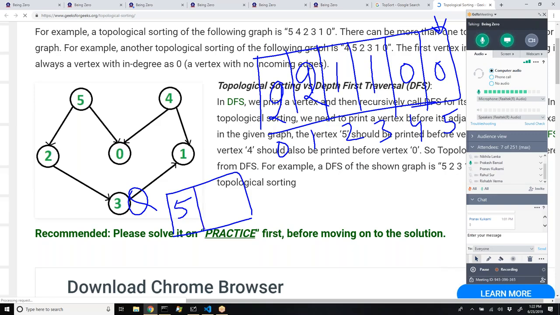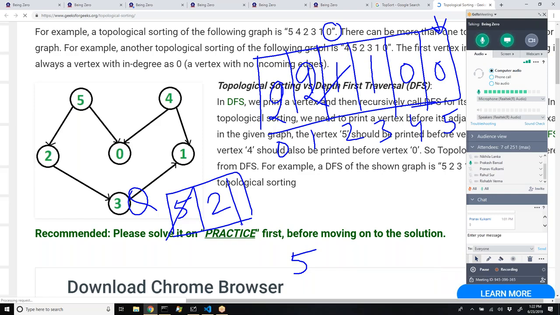We start from there. Now what do we do with 5? Take it out, print it, and now go to its children and update their in degree. So if you go to the children of 5, who are the children of 5? 2 and 0. For 2, its in degree becomes 0. The moment its in degree becomes 0, put it in the queue.